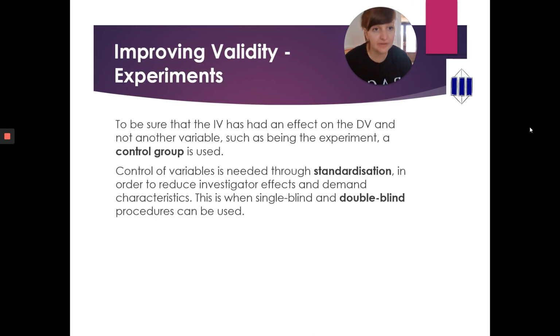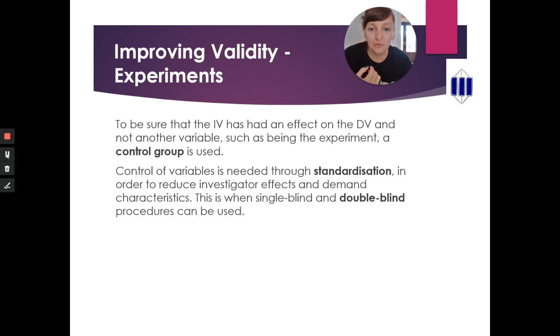And we're on to improving validity. So as well as assessing it, checking that something is valid, we need to know, how do we improve it? If we needed to make it better, what would we do? So if we take an experiment, to be sure that the independent variable is having an effect on the dependent variable, then we need to use a control group. So how would you improve an experiment? You bring in a control group, because then you are definitely assessing if something is having any kind of significance.